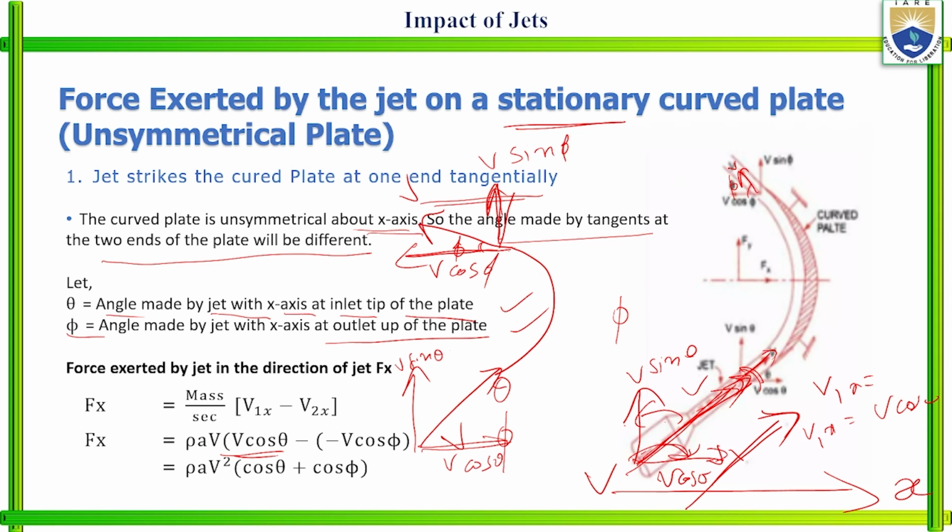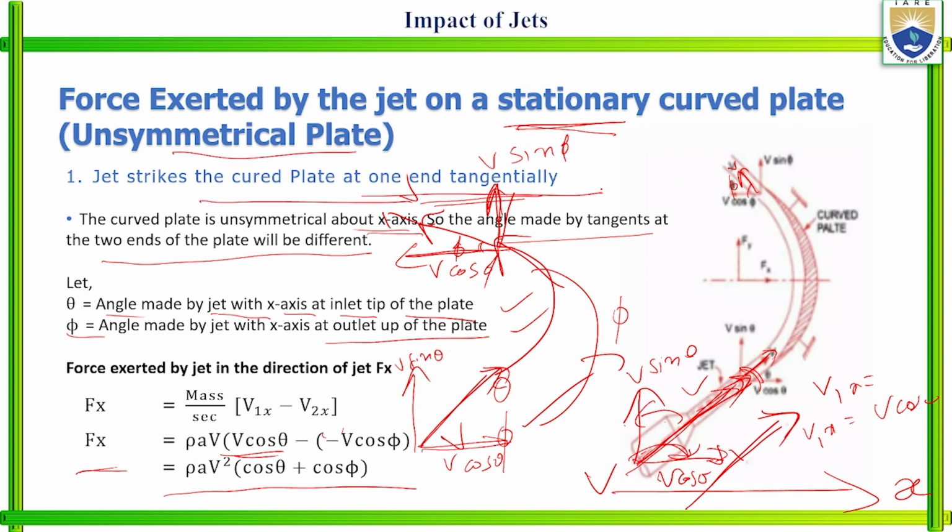Now rho a v, v cos theta minus, this minus sign indicates the opposite direction. So like this and like this. Both are in opposite direction because of the curved nature of the plate. Whenever the water enters and strikes, after striking, it leaves at the outlet in the opposite direction. That's why we consider this negative. Finally, rho a v square (cos theta plus cos pi) is the force under stationary unsymmetrical condition, where the jet strikes the curved plate at one end tangentially.